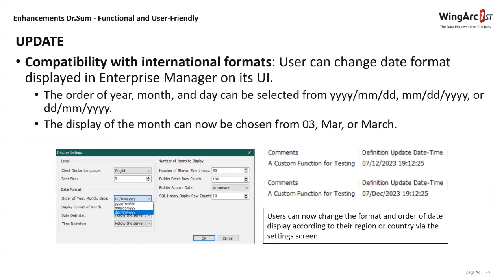Responding to our international users' requests, Dr. Sum has updated the Enterprise Manager UI to accommodate global data formats. Users can now select the date format display order options like year, month, date, and then reversing the order: month, date, year, as well as date, month, year. So you can choose any of those formats. Moreover, the month can be displayed as 03, MAR, or March, enhancing usability for a global audience. So like you can see, considering international users, we changed all sorts of formats.